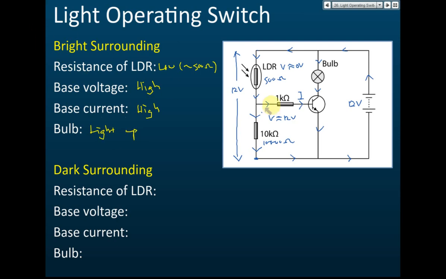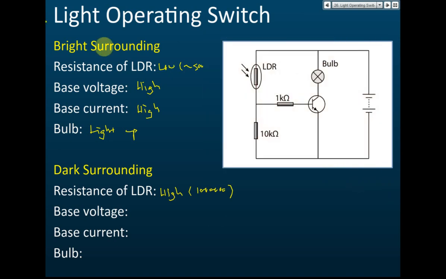So for this circuit, at a bright surrounding, the bulb will light up. Then how about at a dark surrounding? At a dark surrounding, the resistance of the LDR is very high, almost 1 million, sometimes even more. Now, if the LDR is 1 million ohm here, and here 10,000 ohm, you see the resistance here is much higher than this one. So if this is 12 volt, here you will get approximately 12 volt and here approximately 0 volt.